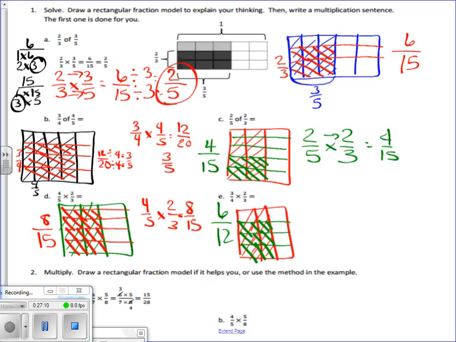Well, oh, I only simplified by 2. Well, if I did that, I can. 6 divided by 2 would leave me with 3, and 12 divided by 2 would leave me with 6. 3, 6. And then I would be stuck having to do that by 3, and it'd be 1/2.